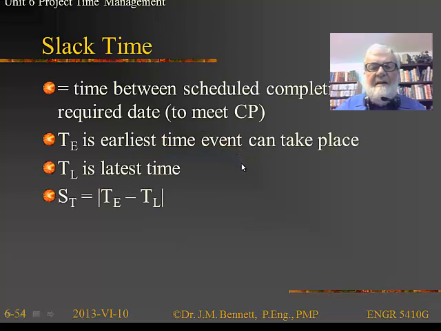Now the slack time is an important variable. It's basically the difference between the scheduled completion date and the required date to meet the critical path. So if we take TE to be the earliest time when an event can take place, and TL is the latest time an event can take place, then the slack time would be the earliest time minus the latest time, the absolute value of that difference. Now, if it's on the critical path, then the earliest time and the latest time an event can take place are exactly the same. So the slack for anything on the critical path is 0.